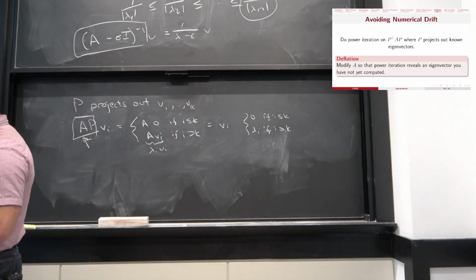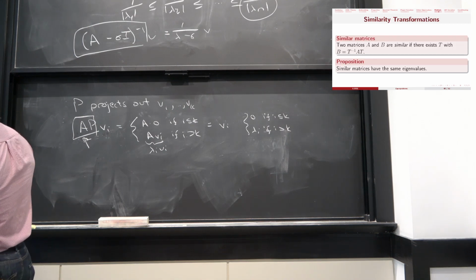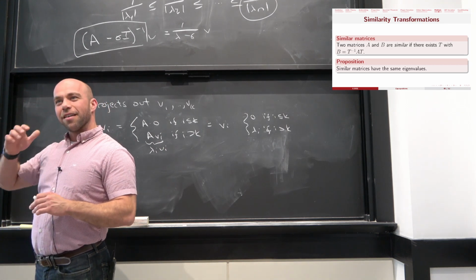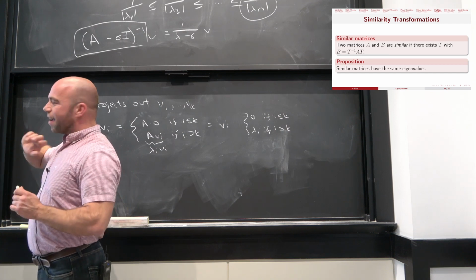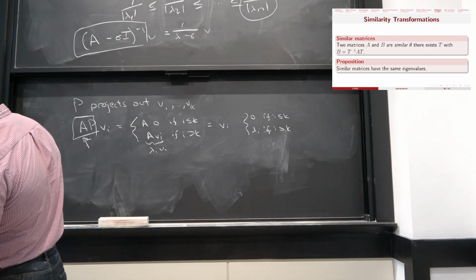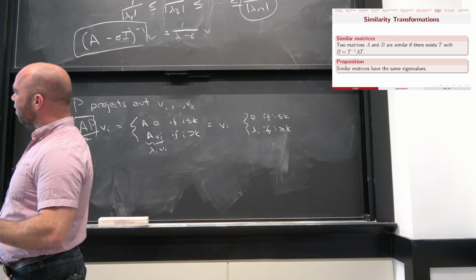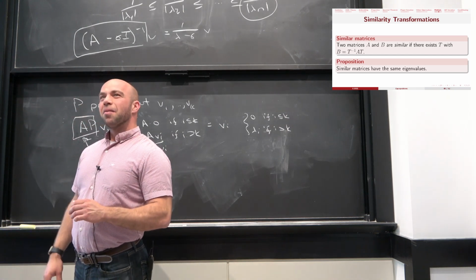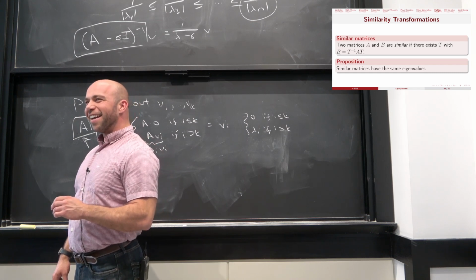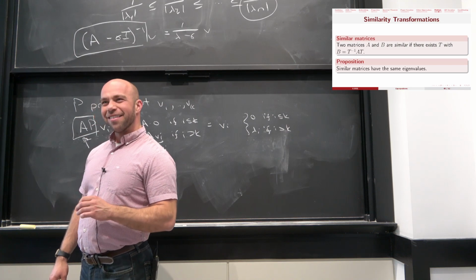OK, so a more generic version of this strategy uses the following fact. Let's say that A and B are similar, meaning that there exists a T so that B is equal to T inverse A times T. Then I claim that they have the same eigenvalues. And moreover, you can get the eigenvectors from each other quite easily. Any idea how to do this? Well, since we're a little low on time, I'll let you prove this one at home. Really, the proof is extremely straightforward. You just take an eigenvector of B, so Bx is equal to lambda x, right?